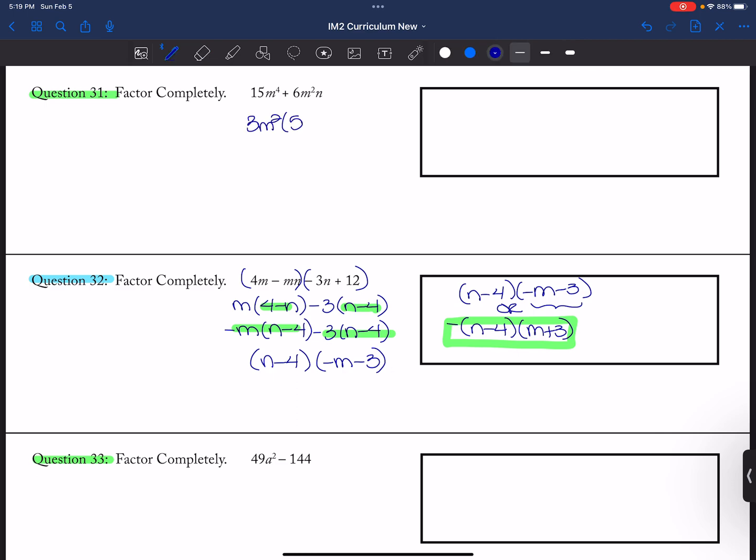I'm left with 5m squared and a plus 2n. So 3m squared times (5m squared plus 2n).